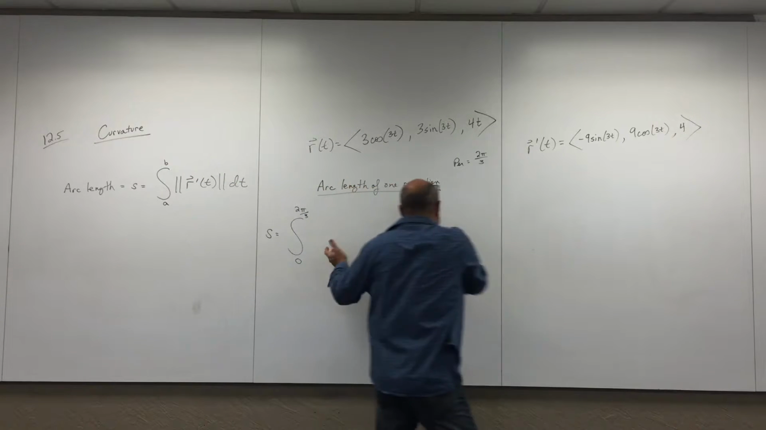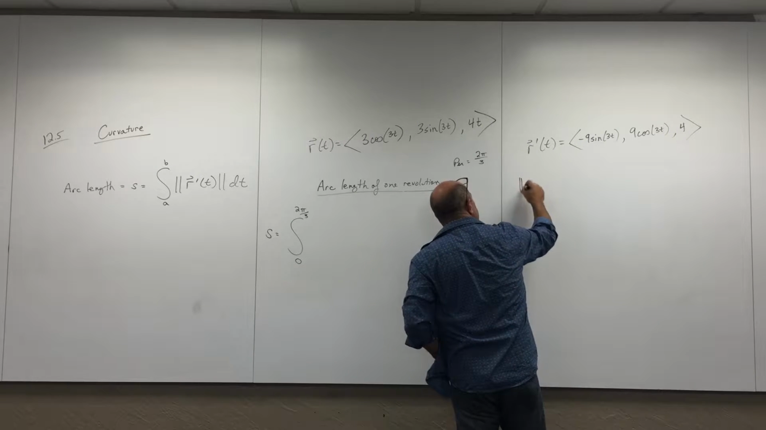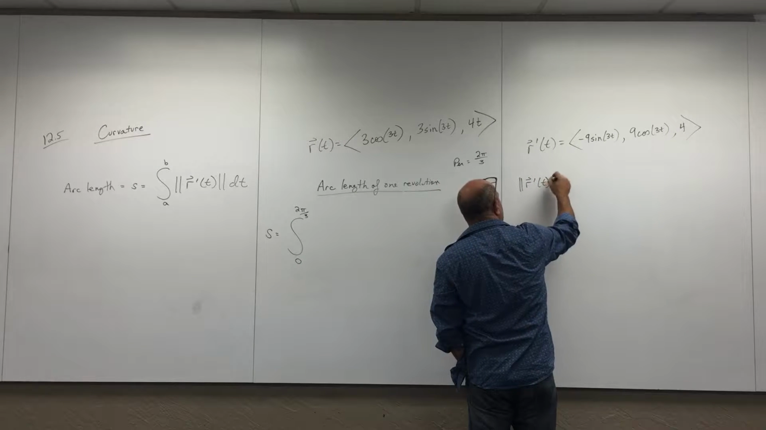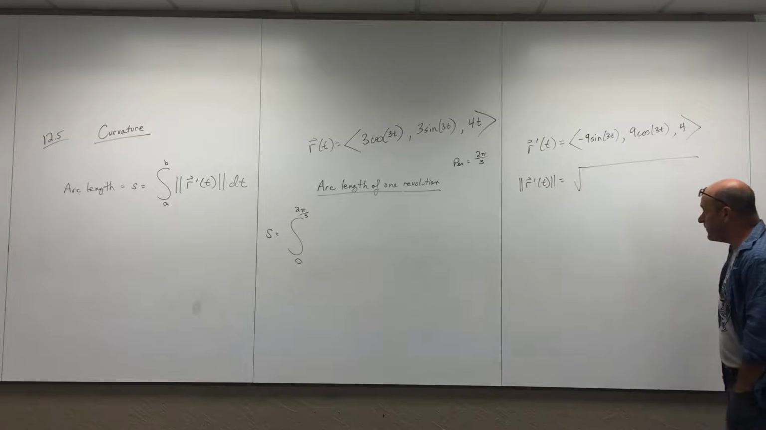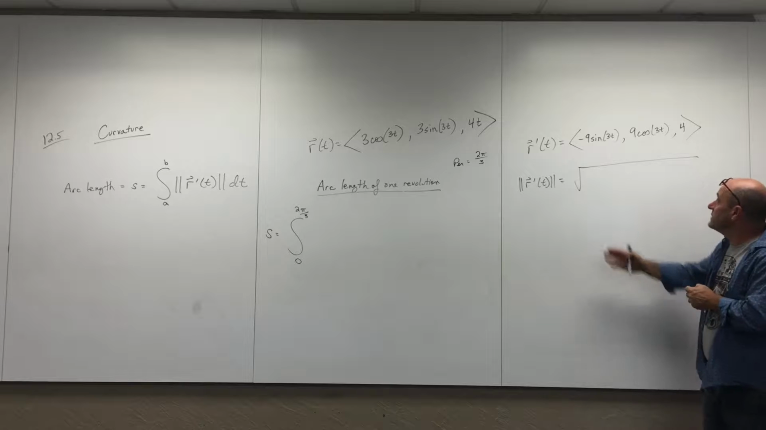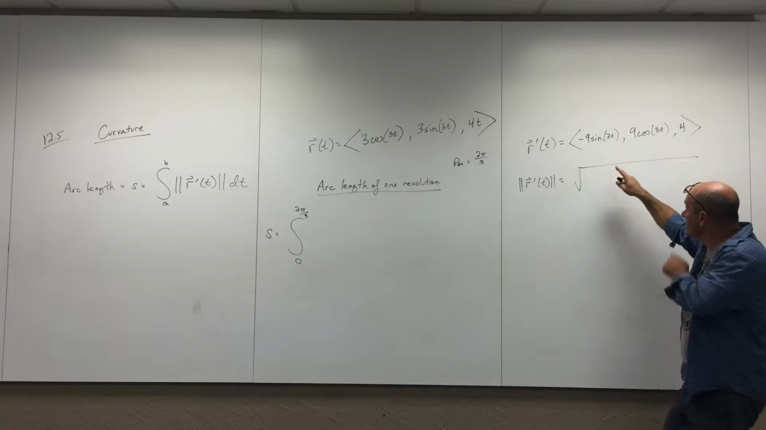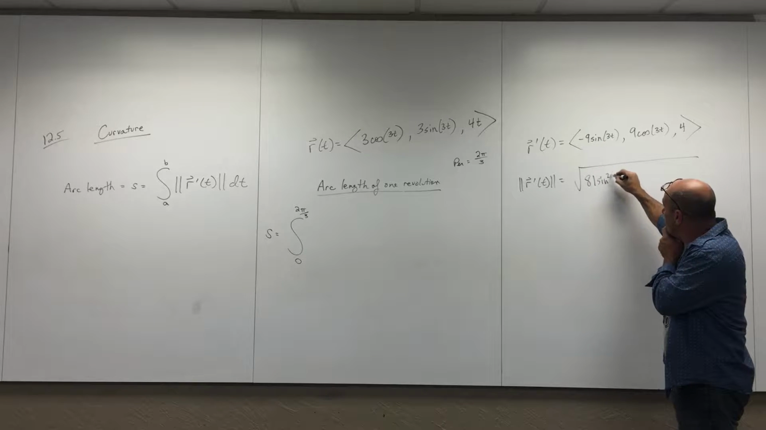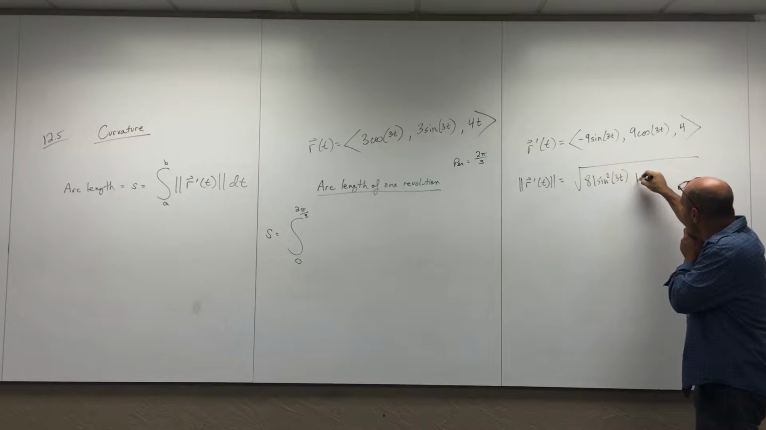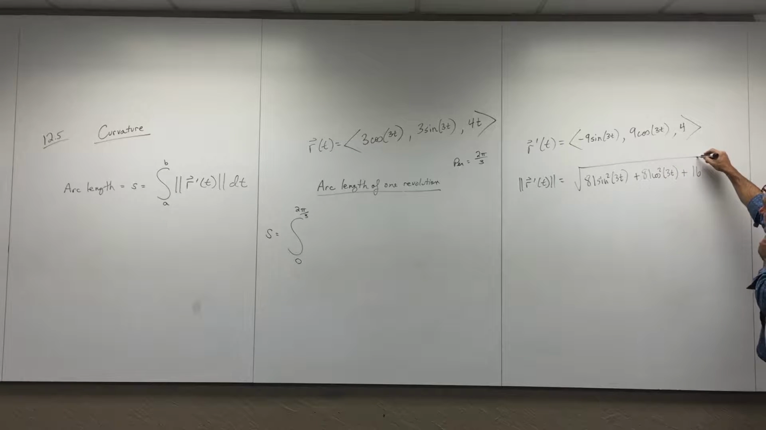Before I stick it in the integral here, let's just do it over here on my scrap paper. I need the magnitude of r prime. In general, it's the square root of, you know how to do a magnitude, this squared plus this squared plus this squared. Watch this. This squared is 81 sine squared 3t. That's 81 cos squared 3t. And that's 16.